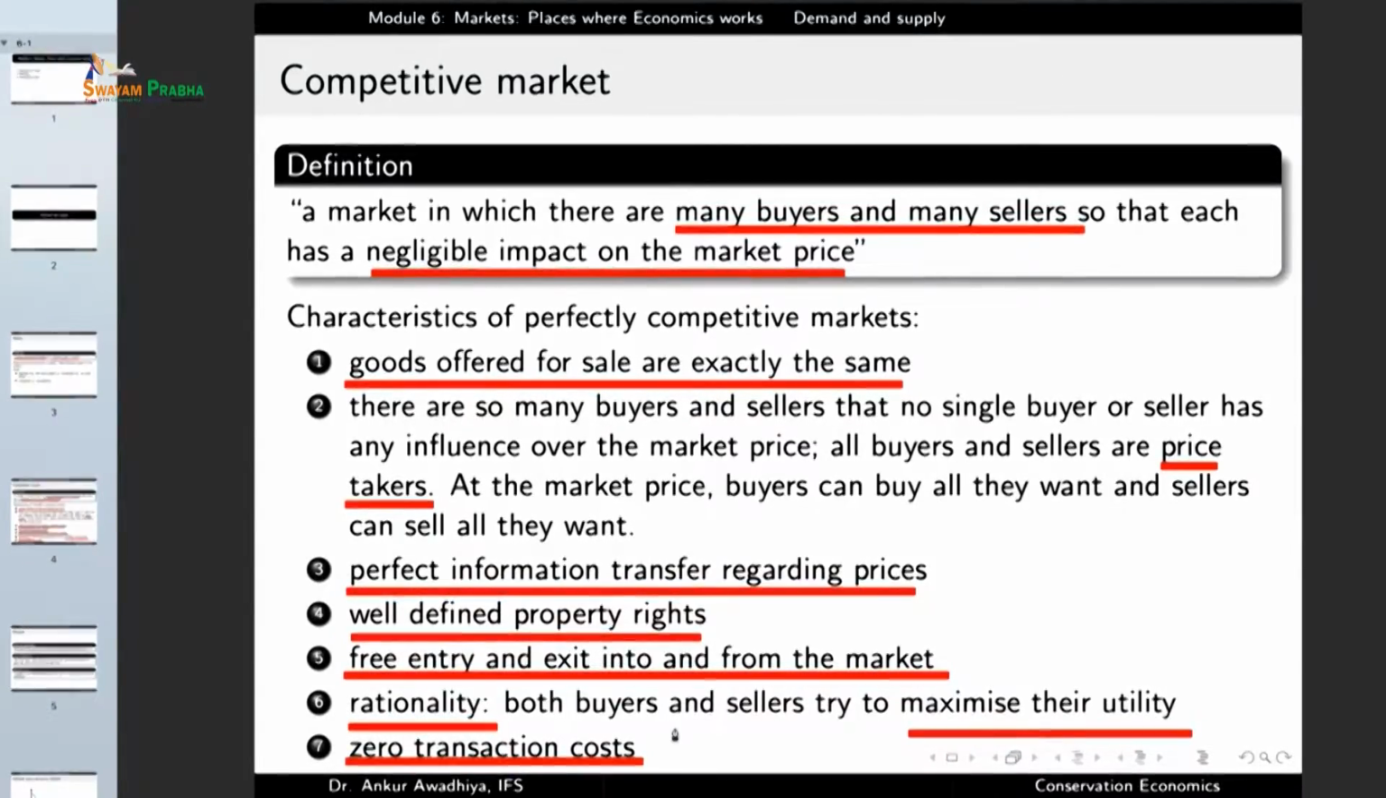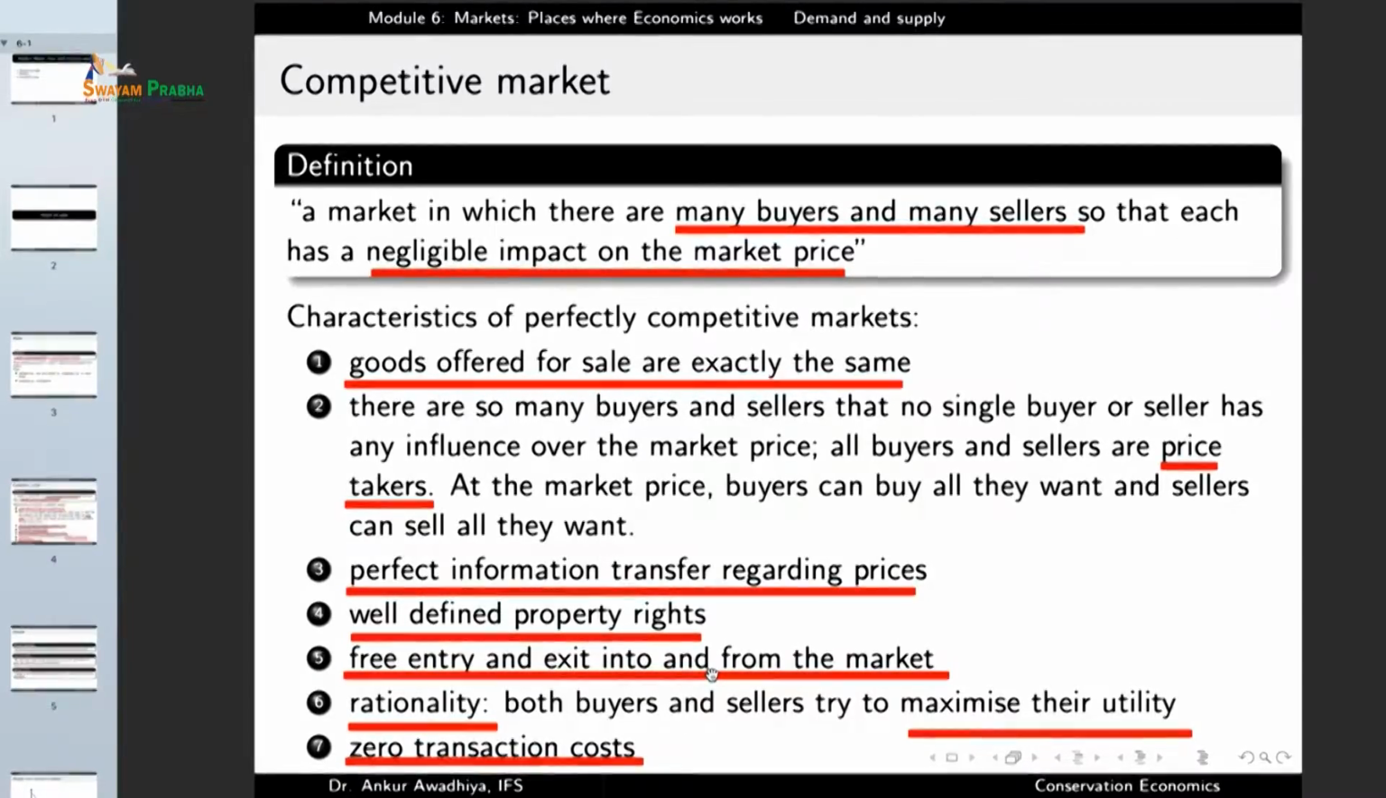The goods that are offered for sale may be different. There is a branding of goods in most of the markets, so people may not consider one brand to be equivalent to another brand. Not everybody is a price taker. People try to negotiate, people try to haggle, people try to bargain. We do not have a perfect information transfer regarding prices. So it is possible that once you have bought your good, you come to know that there is another seller who was, say, selling at a lower rate. There is no perfect information transfer in the real world markets.